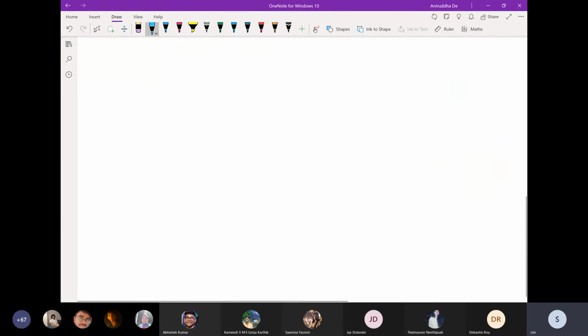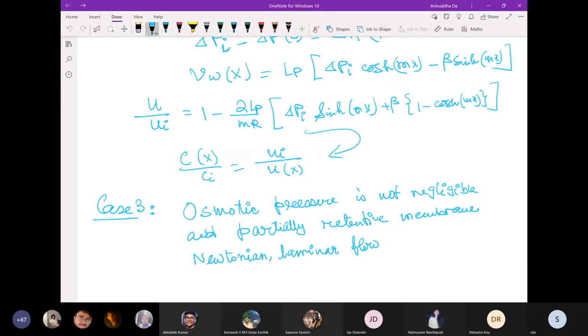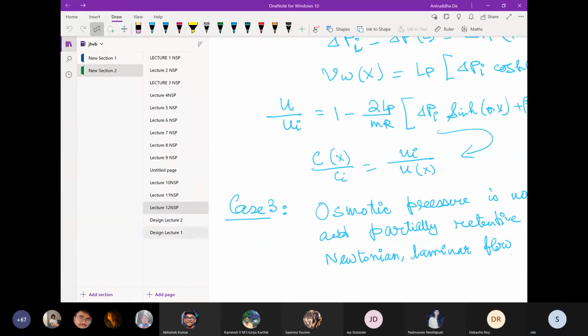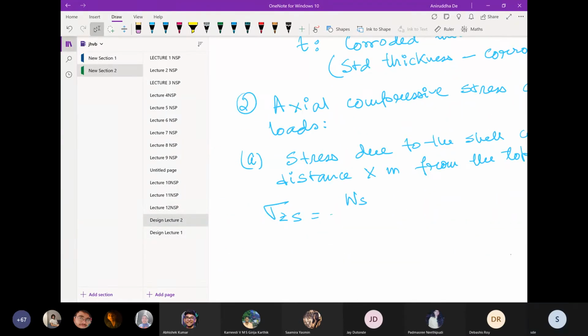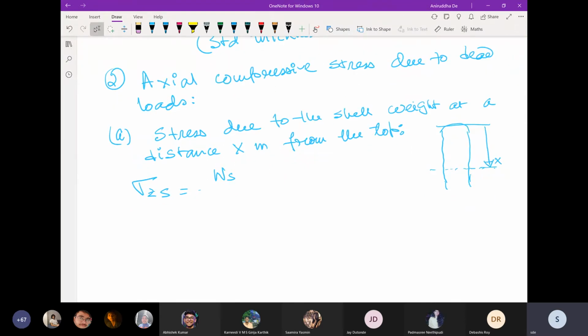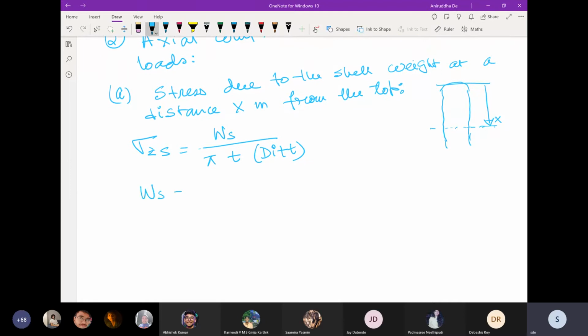Okay. So stress due to the shell weight. So we calculate all the stresses at a distance x meter from the top. So sigma zs is Ws divided by pi t (di plus t). Ws is the weight of the shell for a length of x meter.